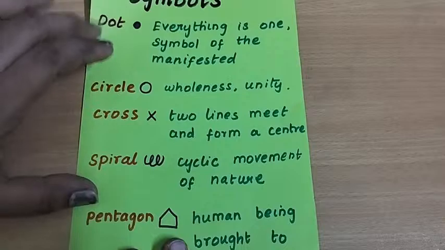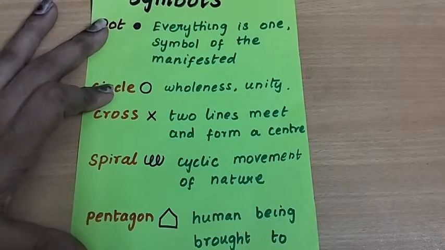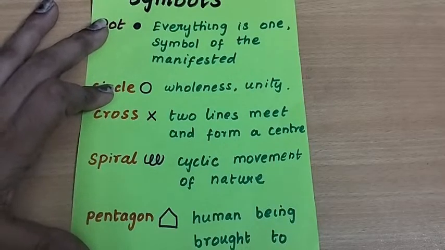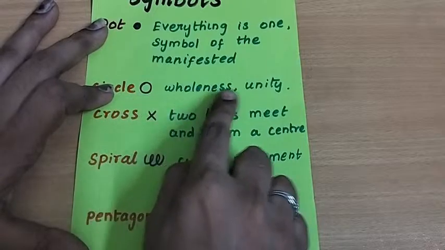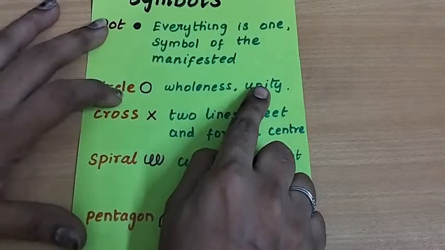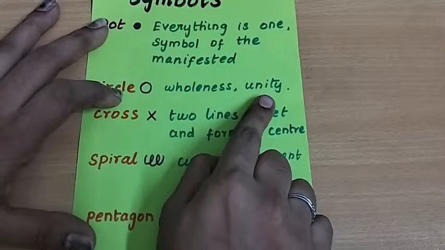Next we'll go with the circle. Even the mandala is a circle. Inside the circle's layers, we can draw many circle-shaped symbols as well. That denotes wholeness and unity.